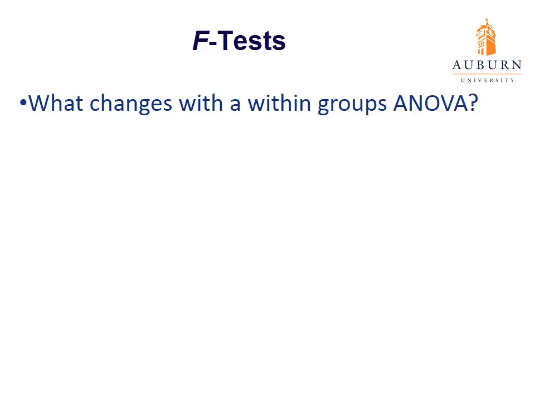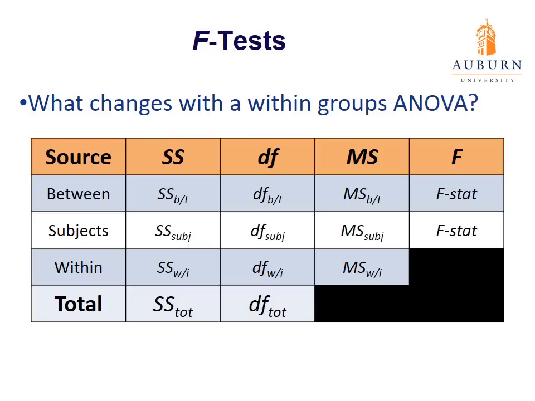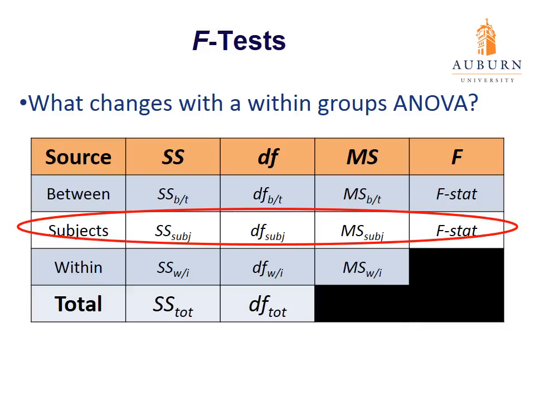So let's take a moment and talk about what differs between a within groups ANOVA and a between groups ANOVA when it comes to the actual data analysis. Because it's easier to use a source table when conducting an F-test, we'll still do that with a within groups ANOVA, but notice how the source table has changed. We have added a row to the source table. The row that we add is a row called subjects.